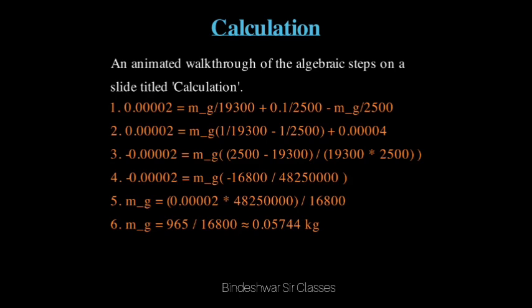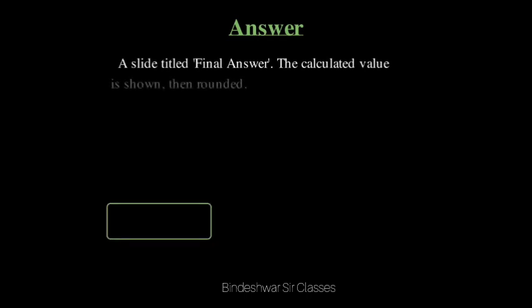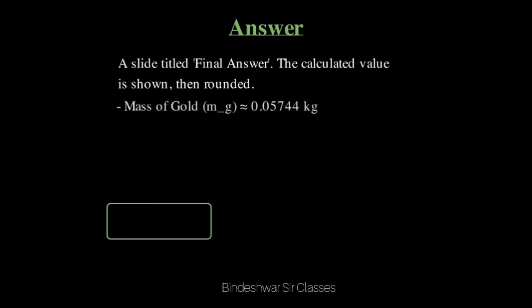On the right, we group the m_g terms. After some algebraic manipulation and finding a common denominator, we get that negative 0.00002 equals m_g times a negative fraction. Solving for m_g, we get m_g equals approximately 0.05744 kilograms. So, our calculation gives us a mass for gold of about 0.05744 kilograms.